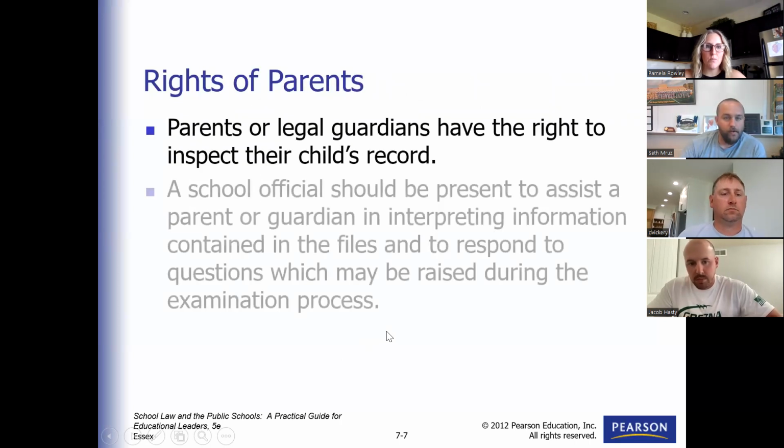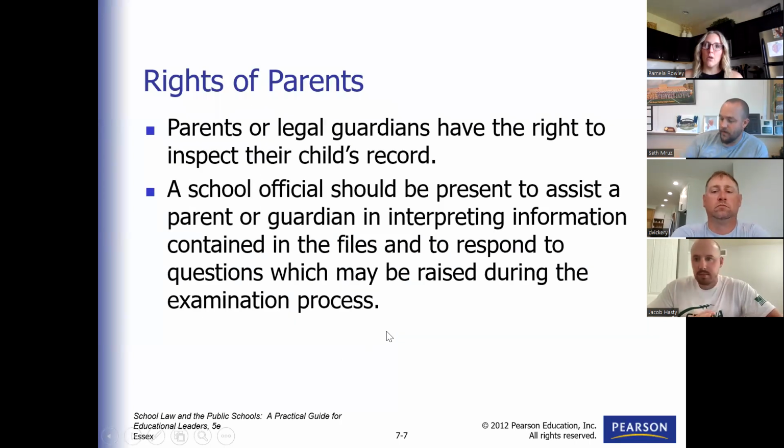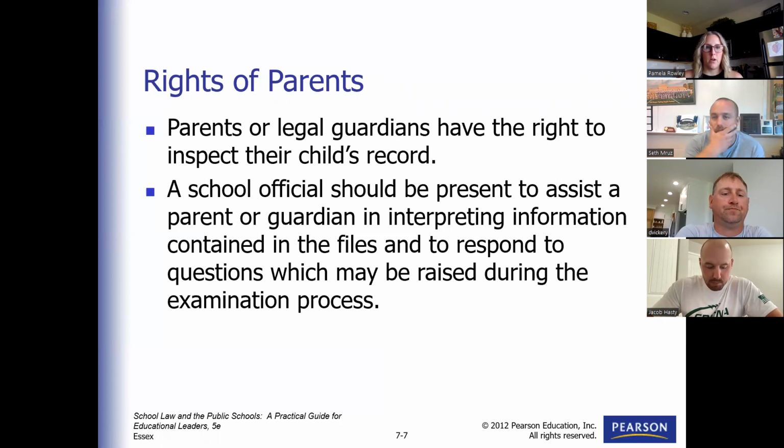Okay, the next portion is the rights of parents, who do have the right to inspect their child's record, and a school official should be present. That's the most important part I felt, that the school official should be present. While they're interpreting that information and asking questions, they can challenge the accuracy of any of the information in there, and there are different steps to take along the way.